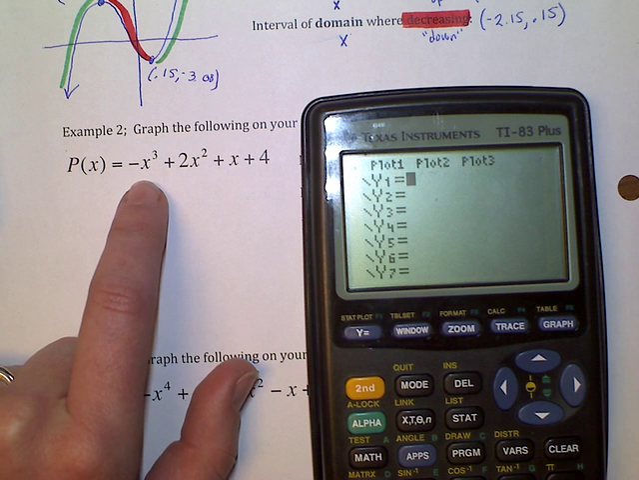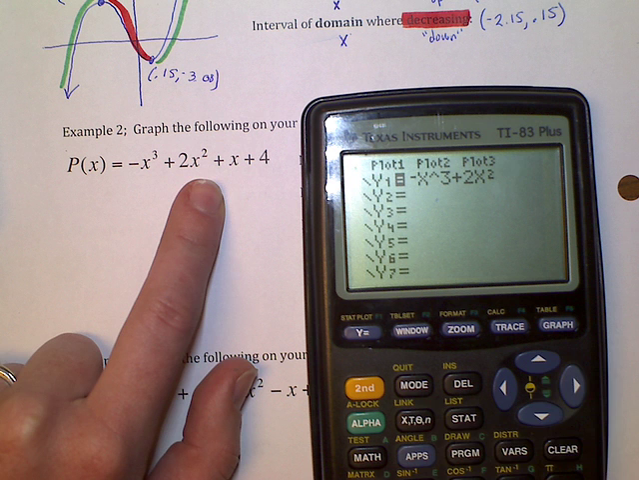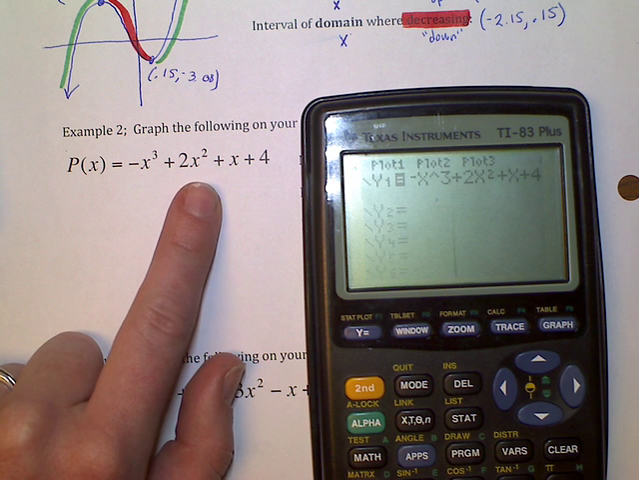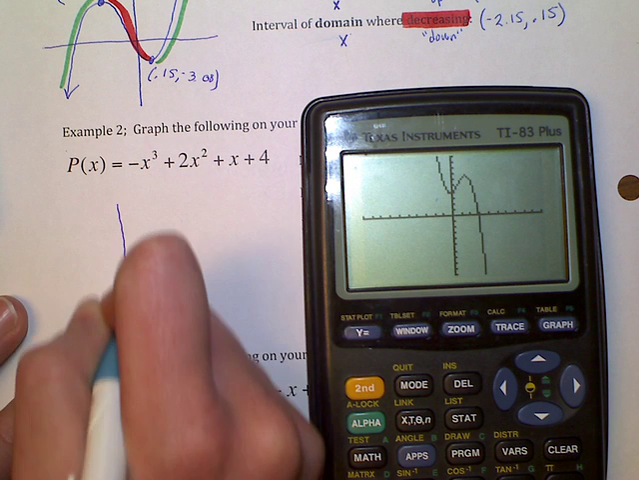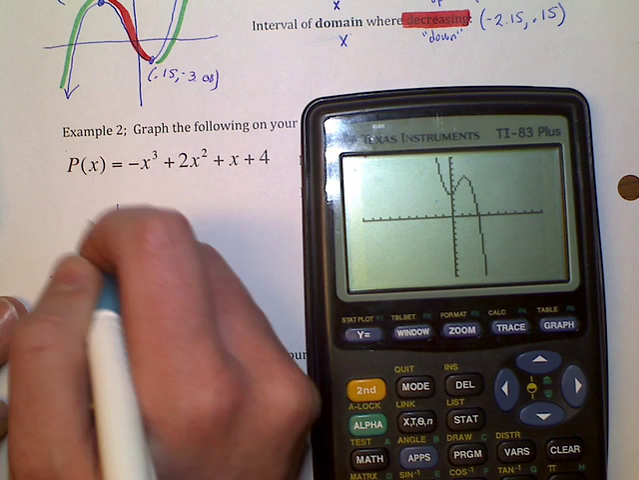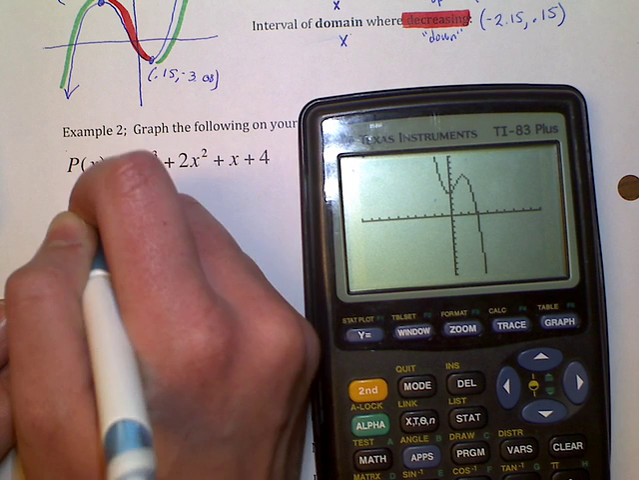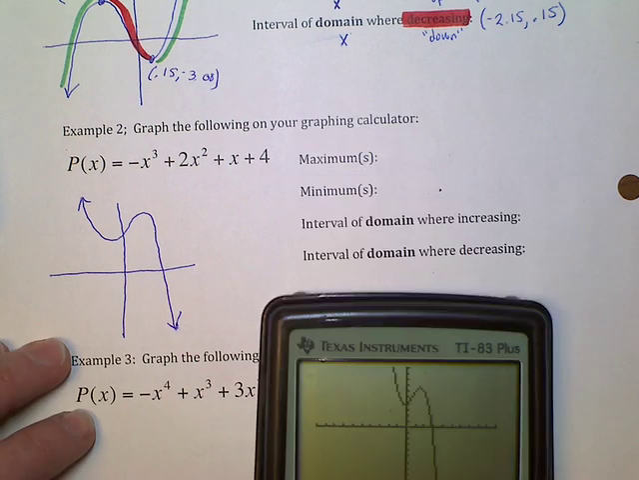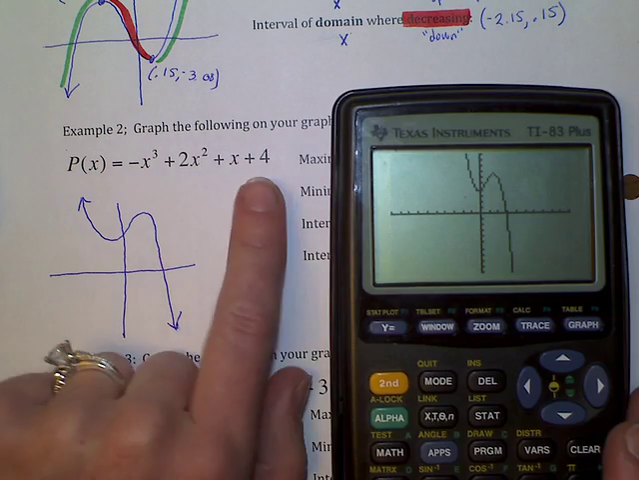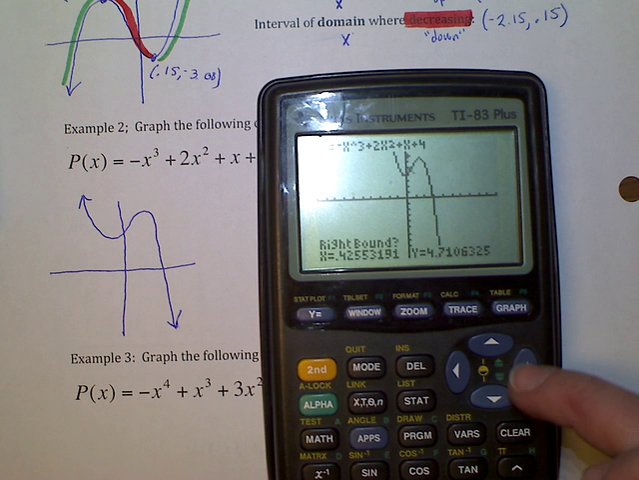So for the next one, we have a new equation. We've got to get that into y equals, and we have to graph it. All right, we get a picture of it. It's not the most beautiful picture, but it'll do. We have to find our maximum, so second trace, choose maximum. Got to do the whole left-right thing.